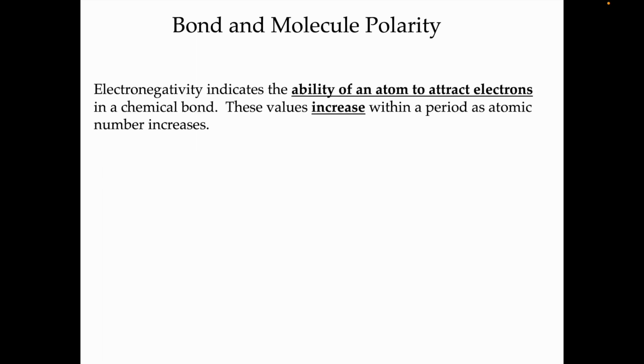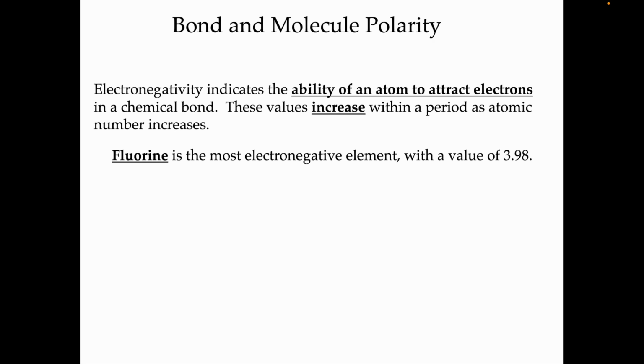As a review, this ability of an atom to attract electrons in a chemical bond is called electronegativity. We talked about this in our previous unit. And these values increase within a period as atomic number increases. And we use electronegativity to help us evaluate the polarity of a bond. Basically, how much has one atom attracted the electrons in the bond over the others?